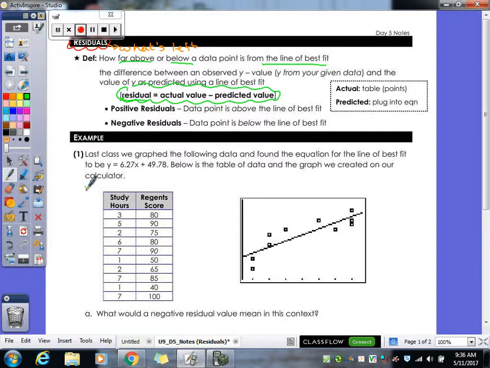That line of best fit is our prediction of where the data should end up falling. So over here, to remind you, the actual value is your table that you're given. That point is your actual value. Predicted, you plug into the equation, meaning your line of best fit. That gives you your prediction of where you should be based on the trend of your data. Positive residuals are above your line of best fit, and negative residuals are below the line of best fit.